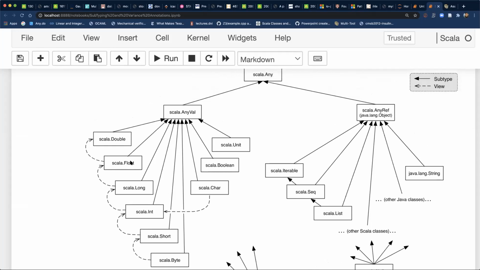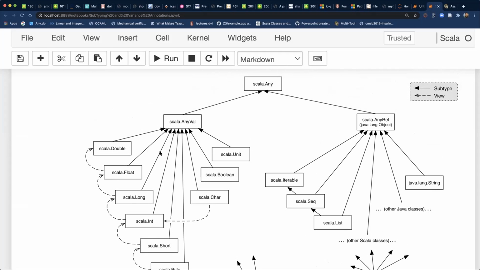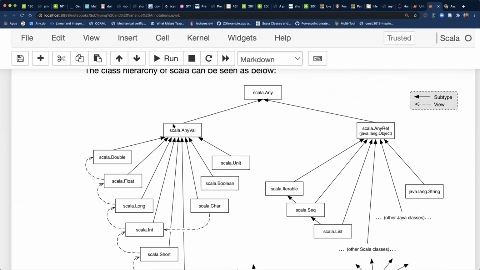The subtyping relationship that exists is between all of these types and a super type called AnyVal. AnyVal is what is called a union type. It can be a double, a float, a long, an int, short, byte, char, boolean, or unit. You take the union of all of these values, and you can view the union as of type AnyVal. Let me give you an example.